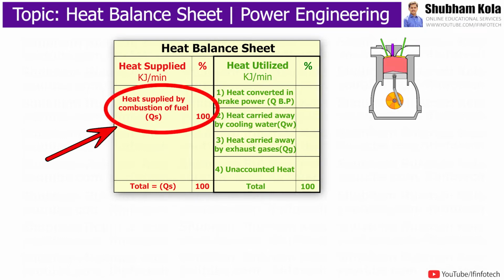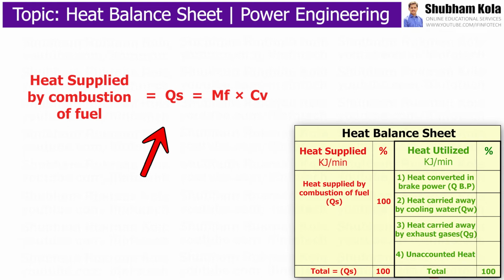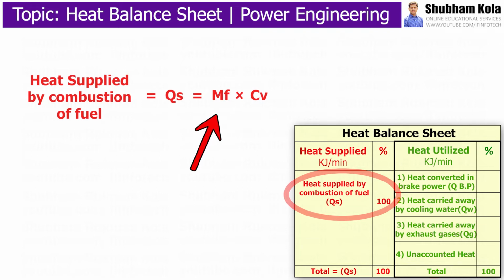Heat supplied has only one value, and that is the heat supplied by combustion of fuel, which covers the whole 100% of heat supplied. It is given by QS is equal to MF into CV, where MF is the mass of fuel supplied per minute or per second, and CV is the calorific value of the fuel.